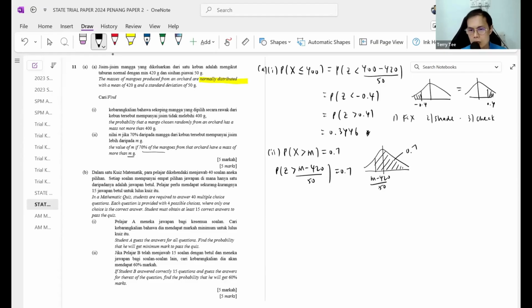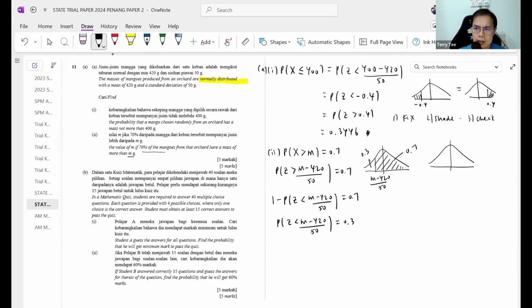Now you can do 1 minus, because remember, you cannot read the bigger side. You got to read the smaller side, and you got to read the upper tail. That's the problem. So we're going to write P(X less than m) minus 420 over 50 here, and this is 0.7. Switch this over, m minus 420 over 50. 1 minus 0.7 is 0.3. So you got to read 0.3 and work backwards to find the z value. Okay, so what I'll do is I'm going to flip this to the right, because I know this is 0.3, but I cannot read 0.3 from the left. I'm going to read from the right.